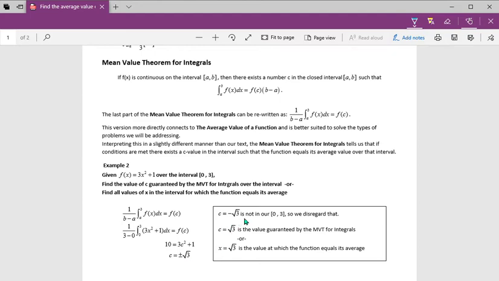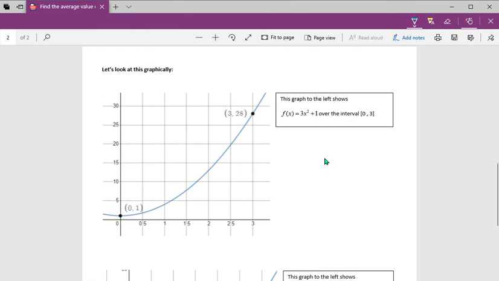The negative root 3 is outside of our interval. That's extraneous. We're going to disregard that. The positive root 3, we want that. So there's two ways we can answer this question. Based on the wording up top here, we would answer it as c equals root 3 is the value guaranteed by the mean value theorem for integrals, or if we're working off the wording on the bottom, x equals root 3 is the value at which the function equals its average. All right, let's take a look and see what this represents.